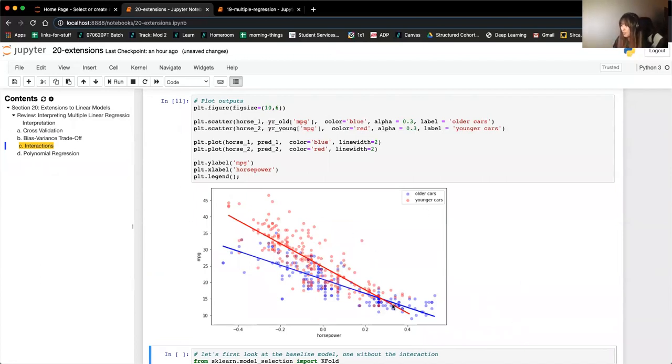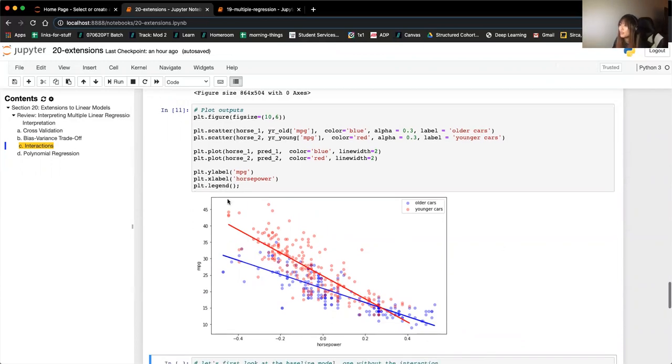First of all, what we're doing here is running two separate regressions. This red line is younger cars, this blue line is older cars. What it's showing is there could be a different relationship between horsepower in older cars and horsepower in younger cars. So basically, if we were to interact these terms together with horsepower, there could be a linear relationship with miles per gallon.